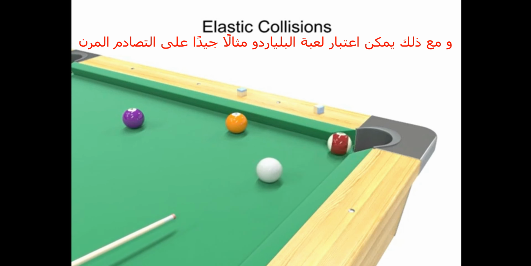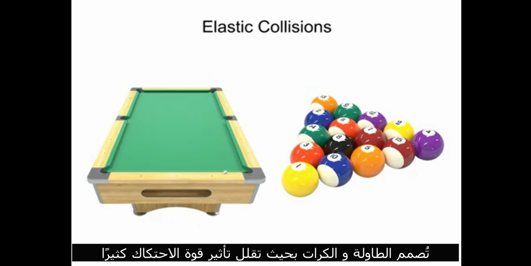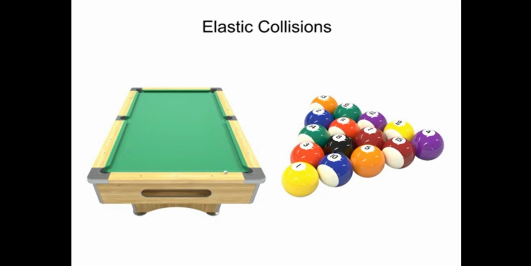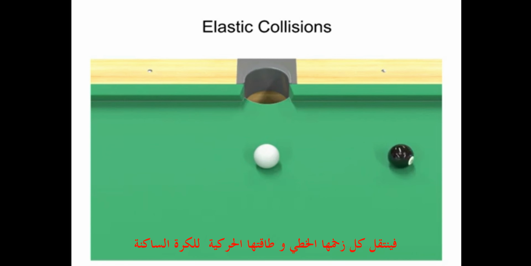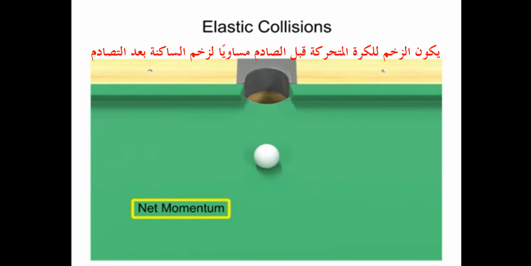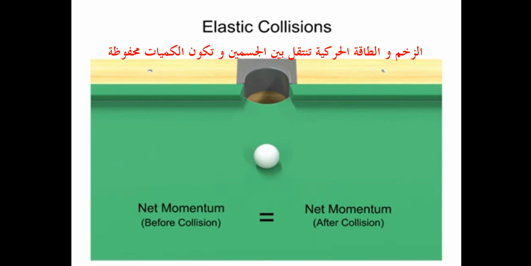However, the game of pool offers a fairly good elastic representation. Pool tables and billiard balls are designed to reduce the effects of friction, resulting in close to ideal elastic collisions. When the cue ball hits the resting 8 ball, it sets the 8 ball in motion. Having transferred all of its momentum and kinetic energy, the cue ball comes to a rest. The net momentum of the cue ball before the collision equals the net momentum of the 8 ball after the collision. Momentum and kinetic energy are transferred and conserved.